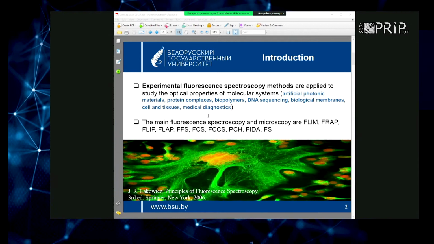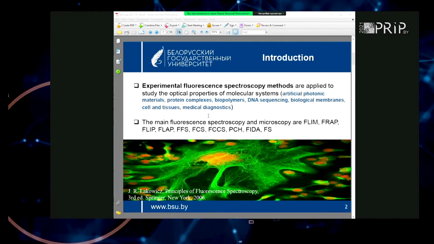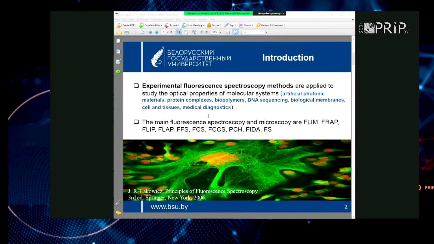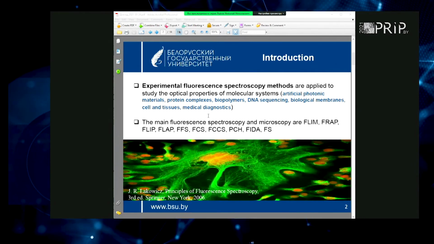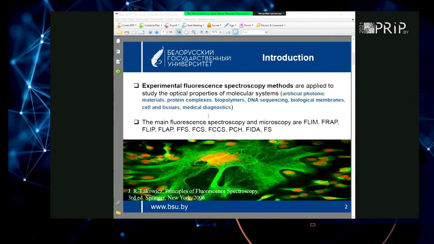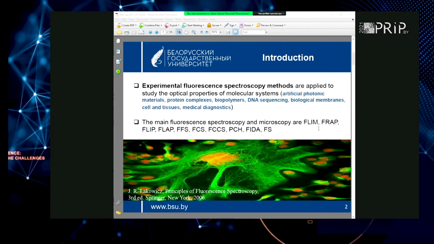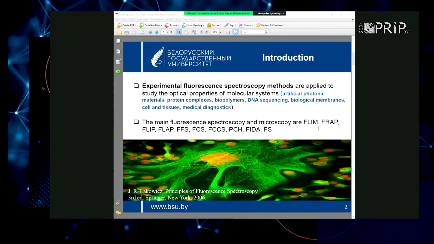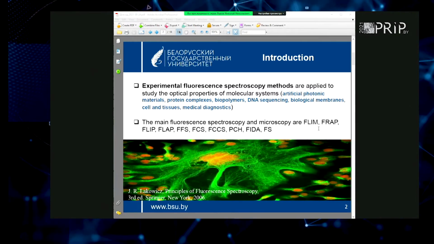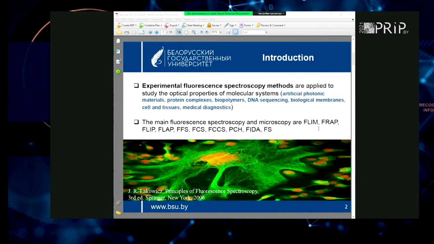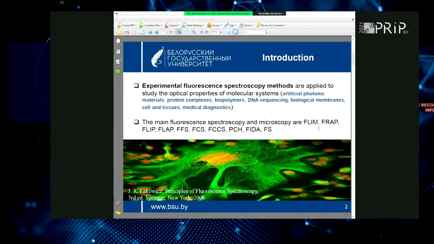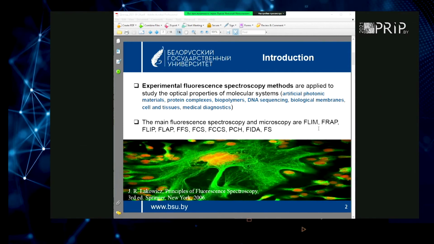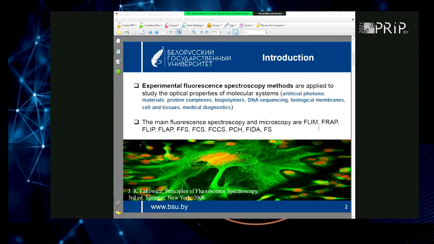Nowadays, recent fluorescence spectroscopy and microscopy experimental equipment and techniques are developed and widely used. Among them, I can mention many, and you can see here abbreviations like fluorescence lifetime imaging microscopy, FRAP, fluorescence recovery after photobleaching, fluorescence correlation spectroscopy, and so on. What is important is that all these high-throughput techniques allow us to obtain big data, characterized by high spectral, time and space resolutions.